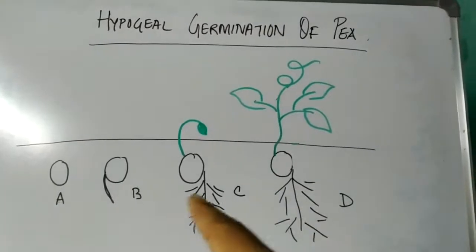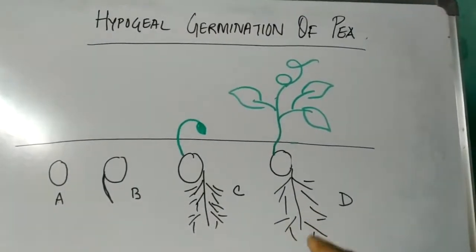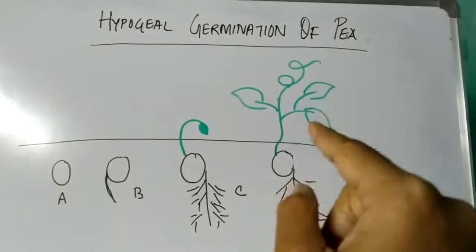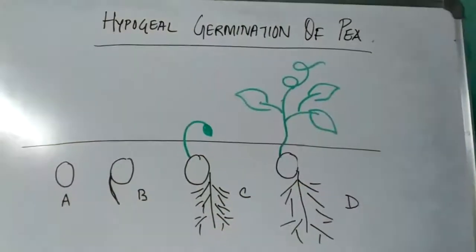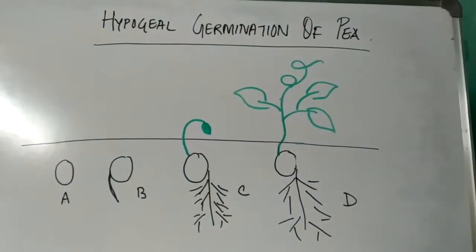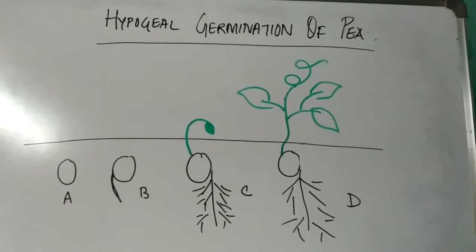Later, this radicle will give rise to the root system, and this plumule will give rise to the shoot system, that is the leaves and the tendrils, and we know tendrils help in twirling around objects for support and growth.